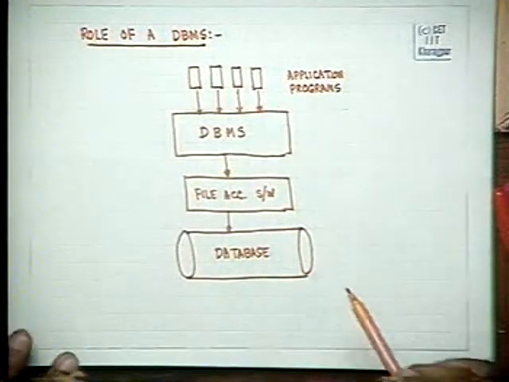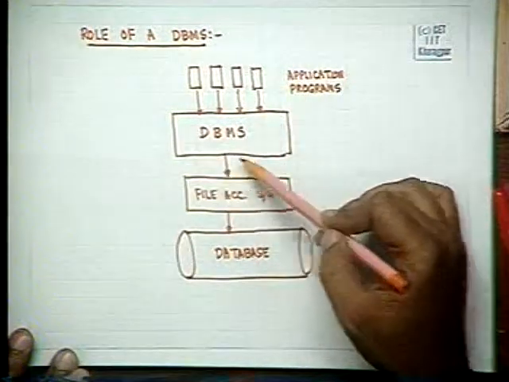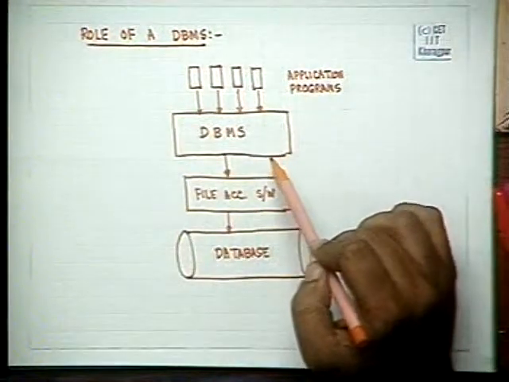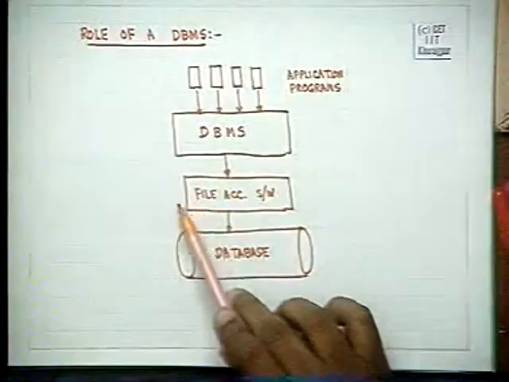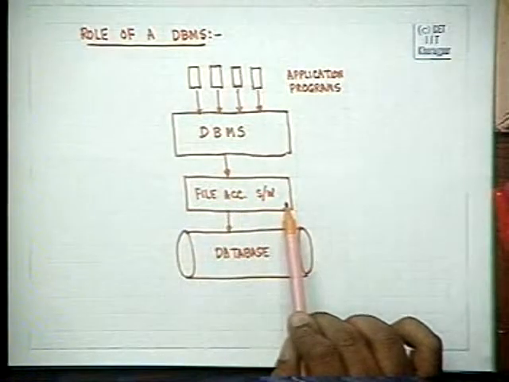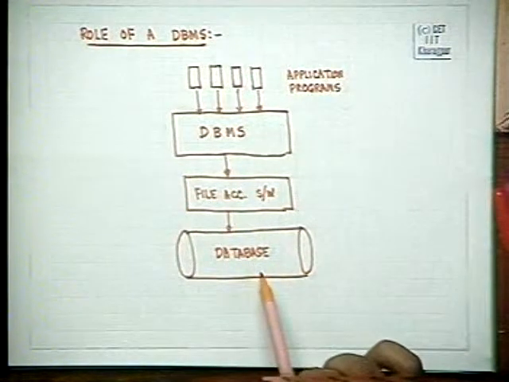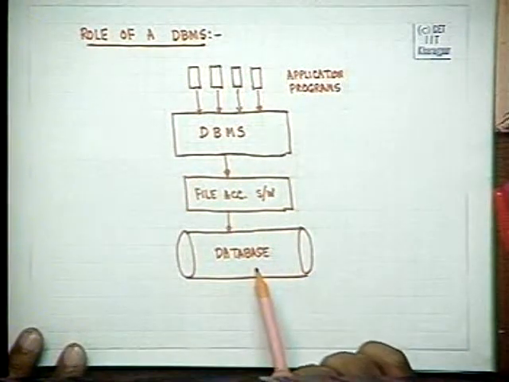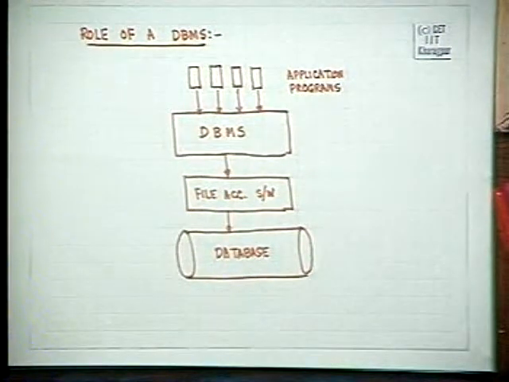So, we have got the application programs interacting with a piece of software which can define, organize and utilize that data. We will see the inside of this a little later. This will make use of file accesses, and these files will be stored as data in the secondary storage, and that will be the database. So, this is the very coarse view of what a database management system looks like.